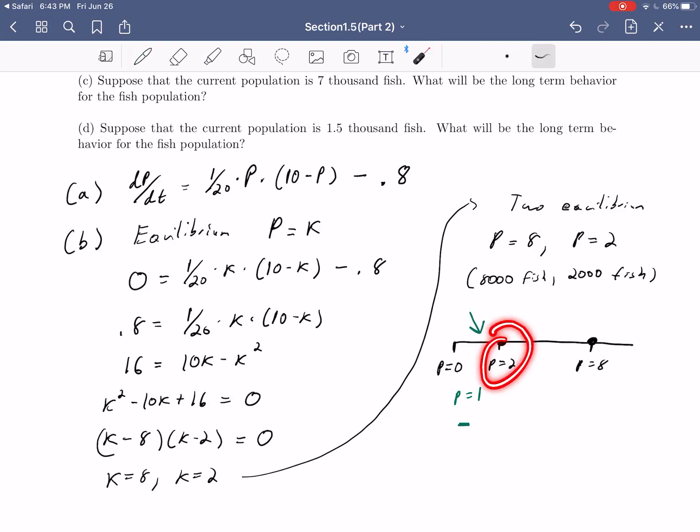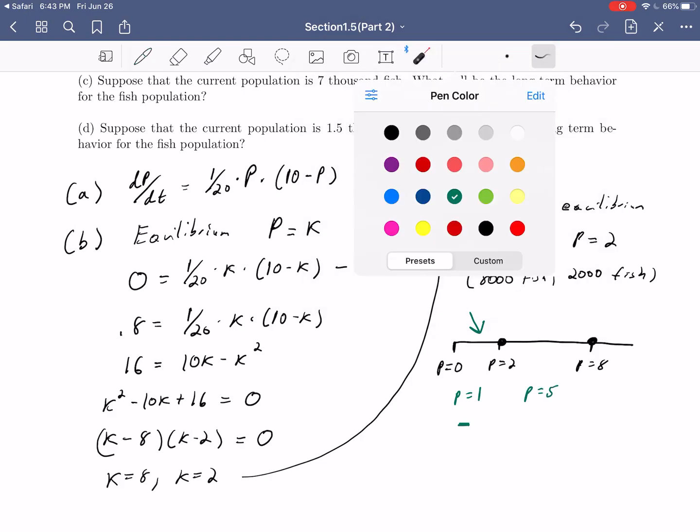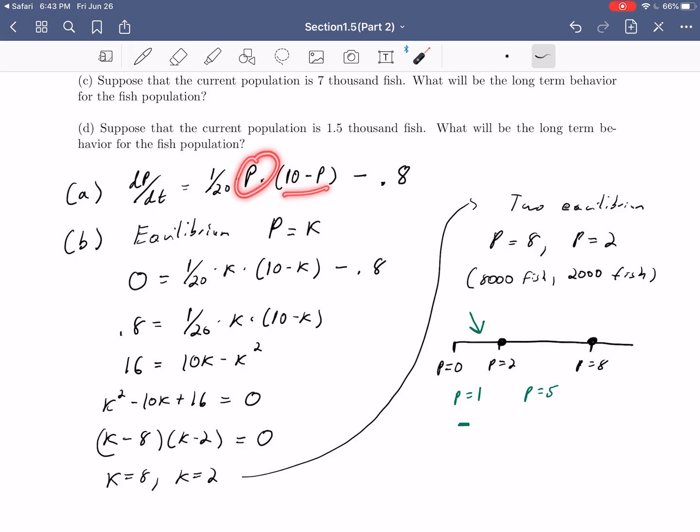So if we have less than 2,000, the population is going to decrease. In other words, the population is not going to grow swiftly enough to make up for the harvesting that's going on, and the population is going to decline. If we choose something between 2 and 8, let's just do a test value of P equals 5. If we plug P equals 5 in there, we get 5 times 5. That's 25. 25 divided by 20 is definitely bigger than 0.8, because it's bigger than 1. So that's going to be positive, and that means the population is going to grow.